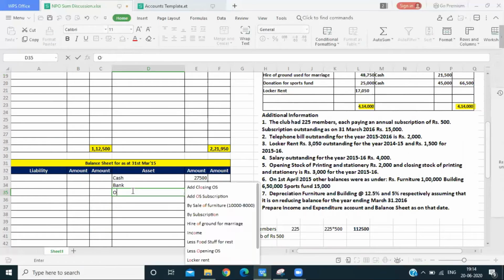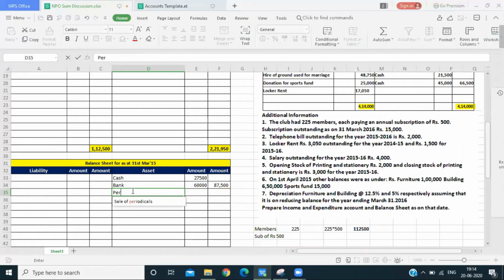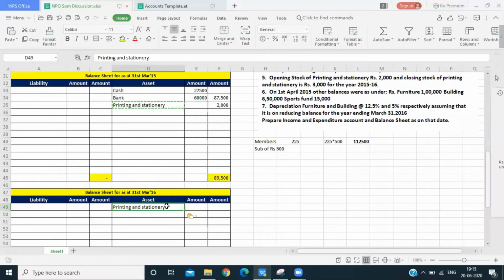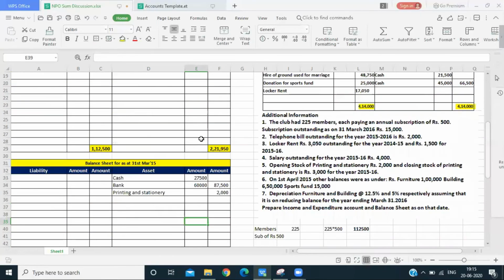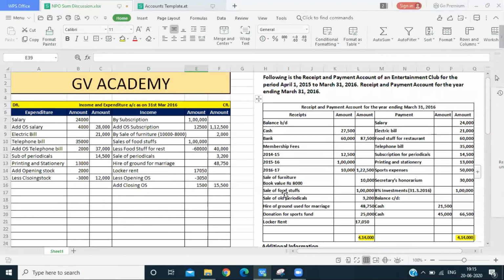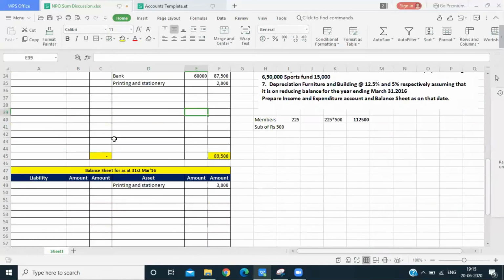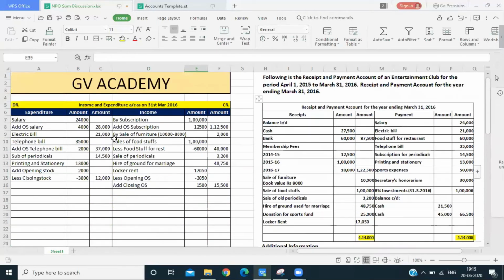So opening, printing and stationery: in opening, we have a value of rupees 2,000. Similarly, in the closing balance sheet also we have a value of rupees 3,000. You can even make a note that anything which is in the adjustment will have a two-fold impact, which means we will show it in the income and expenditure account, as well as the closing balance sheet and opening balance sheet.